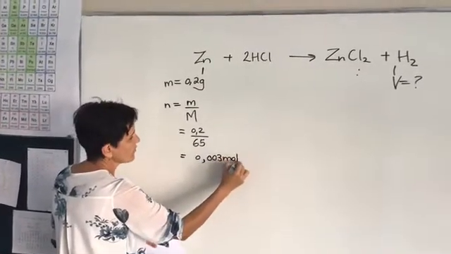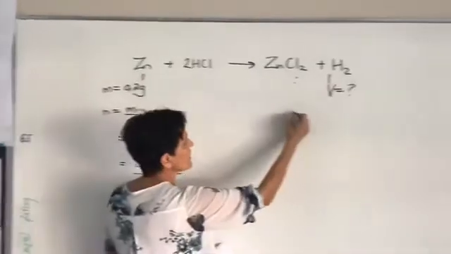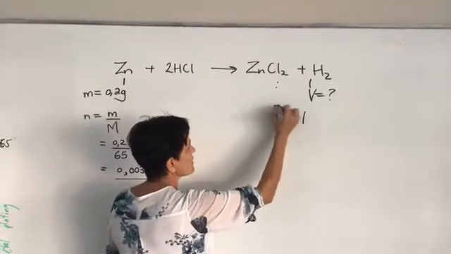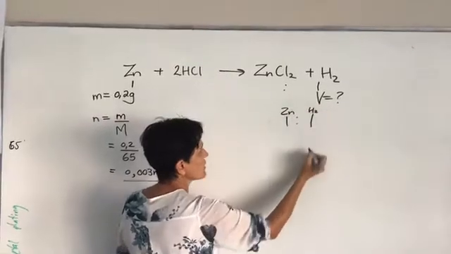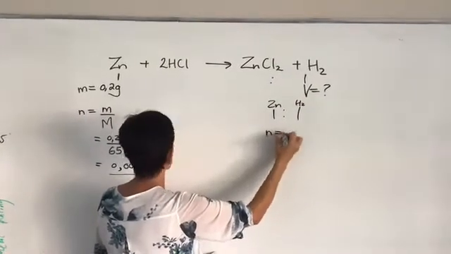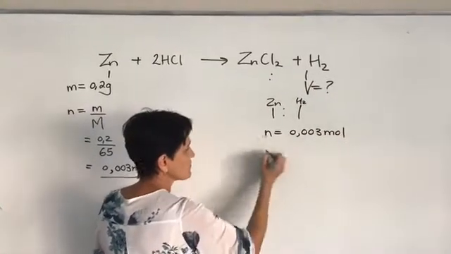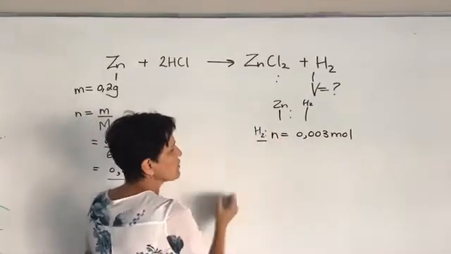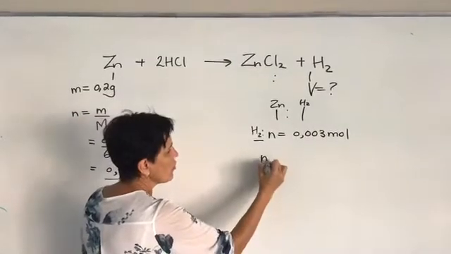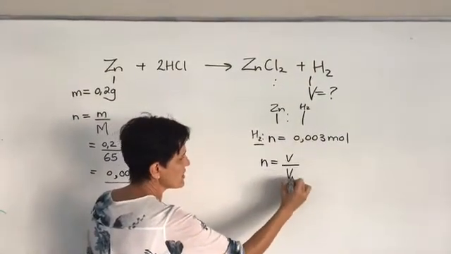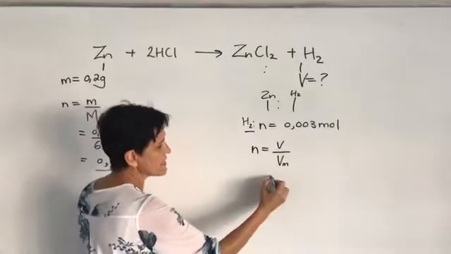So it ends up being 0.003 mole. So if we use the molar ratio here of 1:1 zinc to hydrogen gas, then the number of moles would be 0.003 moles for hydrogen as well. Okay, so that's for hydrogen. So if we want the volume, mole is volume over standard volume. So we're going to assume it's at STP.